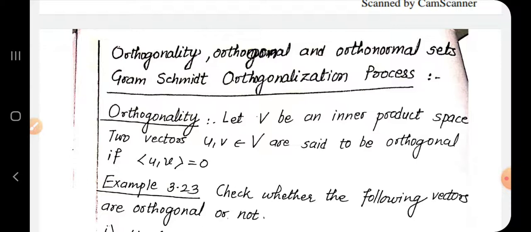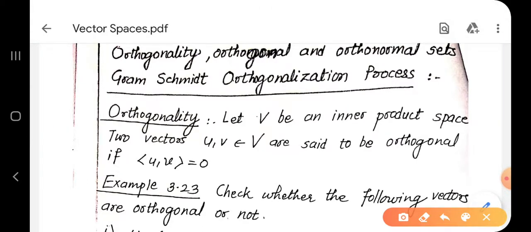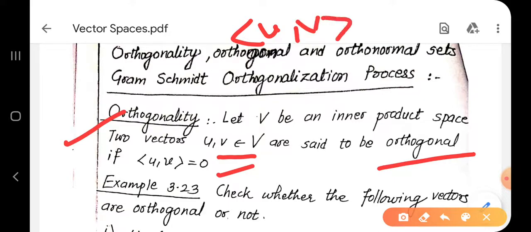Let V be an inner product space. We now understand the concept of inner product. In fact, we are going to study Euclidean space here, so no problem. Simple inner product is there. So let V be an inner product space. Then two vectors u, v belonging to V are said to be orthogonal if their inner product is 0. Means inner product of u with v is equal to 0. If the inner product of two vectors is equal to 0, then we can say that these two vectors are orthogonal.